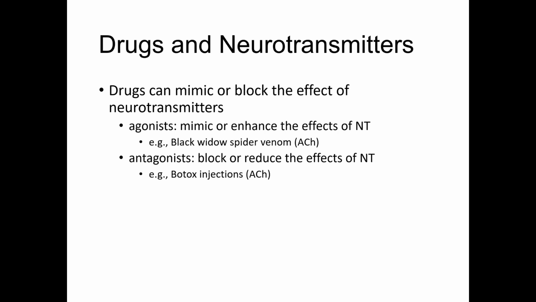So, an example of an antagonist is Botox injection, which is used for cosmetic purposes to stop muscles from moving or drooping in order to prevent wrinkles. And we briefly talked about how lack of acetylcholine causes paralysis. So Botox injection reduces the effect of acetylcholine and is therefore an example of an antagonist.